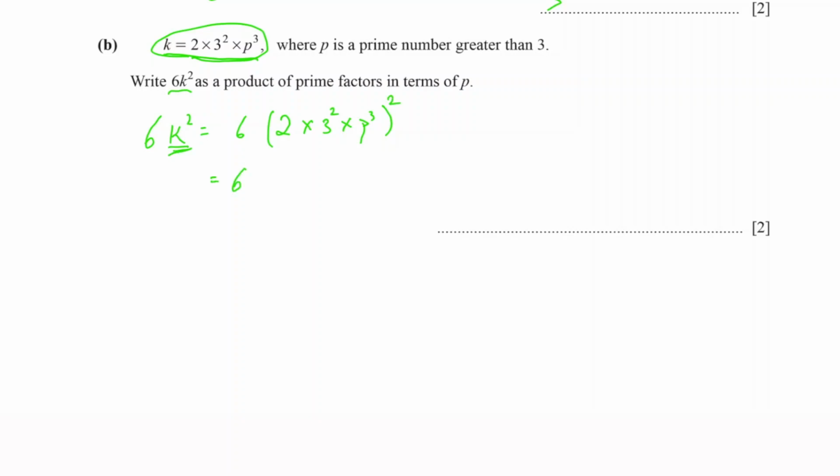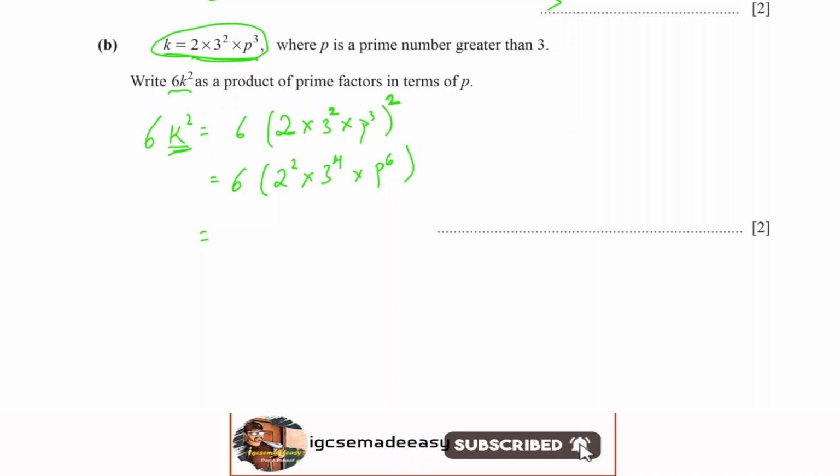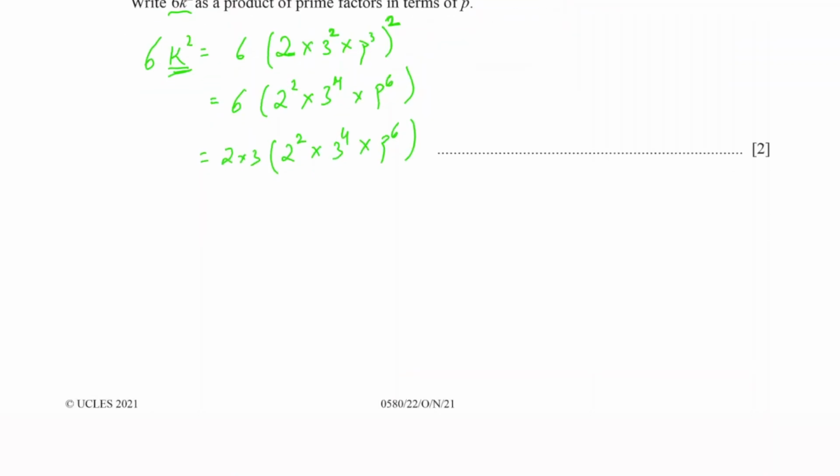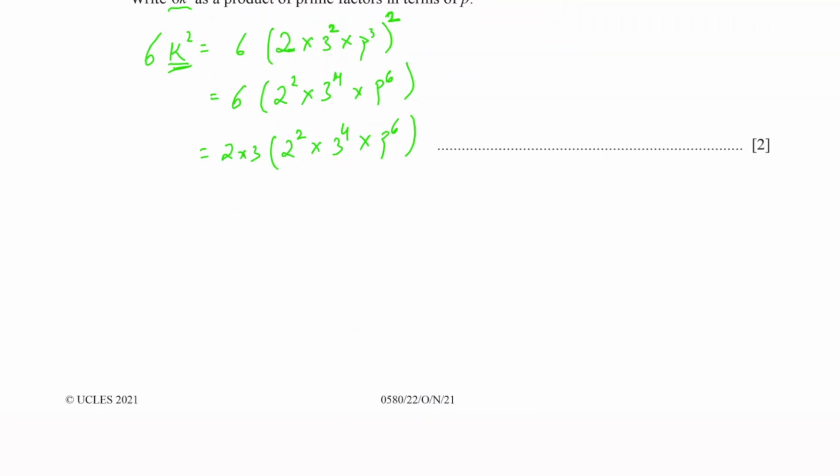So if I solve this, each individual number inside will be affected by this square, right? So it will be like 2 square, and this will become 3 to the 4, because 2 times 2 is 4, and this will become p to the 6. Okay, multiplied, and we can write this 6 as 2 times 3, and this becomes 2 square into 3 raised to power 4 into p raised to power 6. So if I open up everything, because everything is in multiplication, it becomes 2 raised to power 1 into 3 into 2 raised to power 2 into 3 raised to power 4 into p raised to power 6.